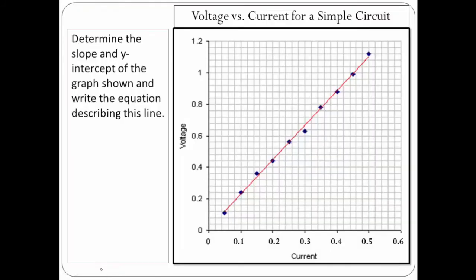So let's take a look. We have this equation right here. Volt versus current for a simple circuit. You either know it or you don't. Really doesn't matter at this point. It's a graph. And we're going to determine the slope and y-intercept of the graph shown and write the equation describing the line.